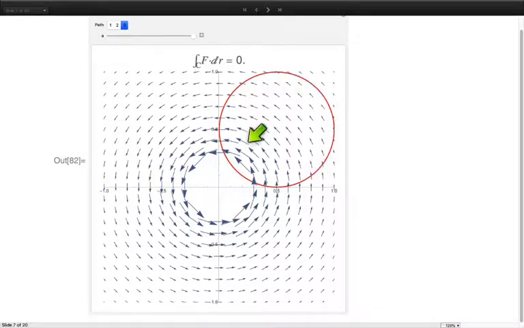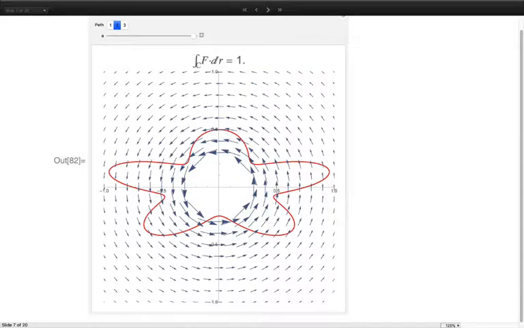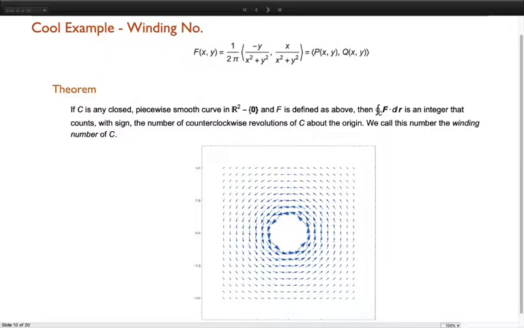So this is really cool. If we take a curve that does not contain the origin on the interior, we're going to get 0. If we take a curve that does contain the origin, we're going to get 1. And so you can think of this vector field here as sort of an on-off switch, if you will, that just determines whether a curve goes around the origin or not. That's the only thing that determines its value, whether or not it goes around the origin.